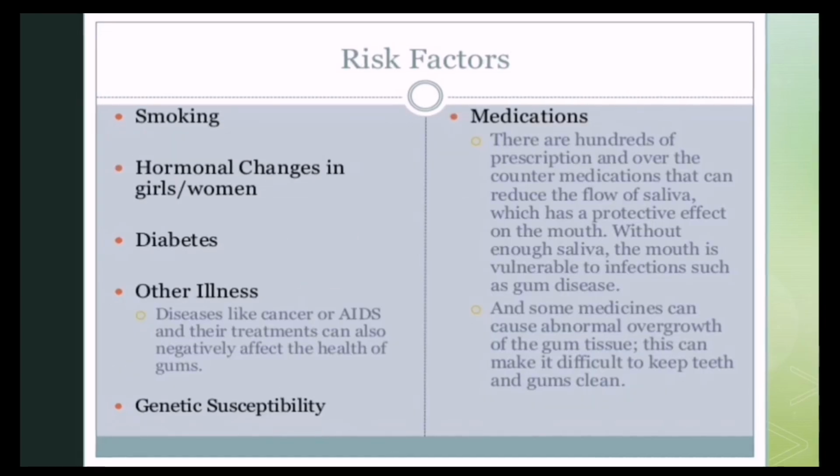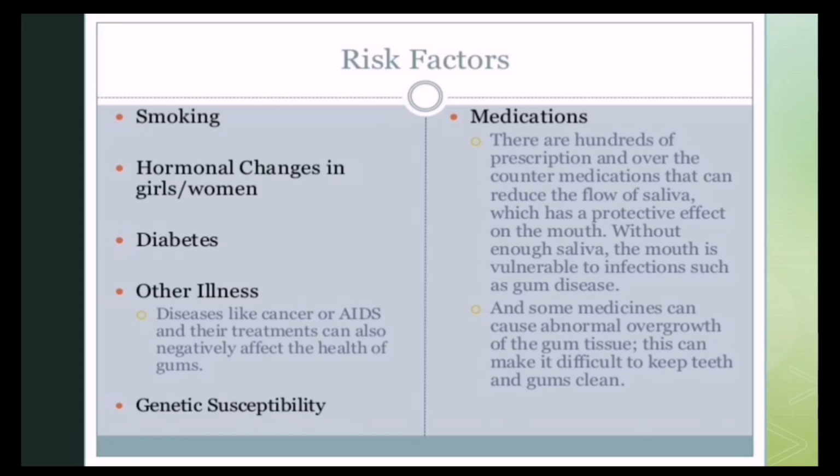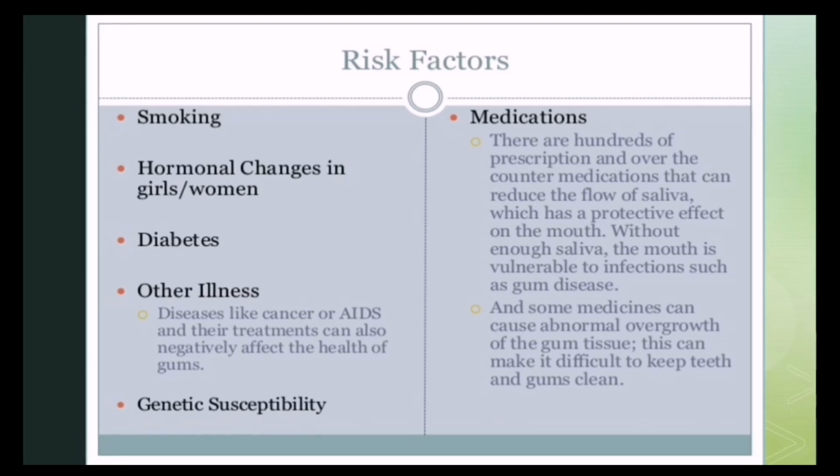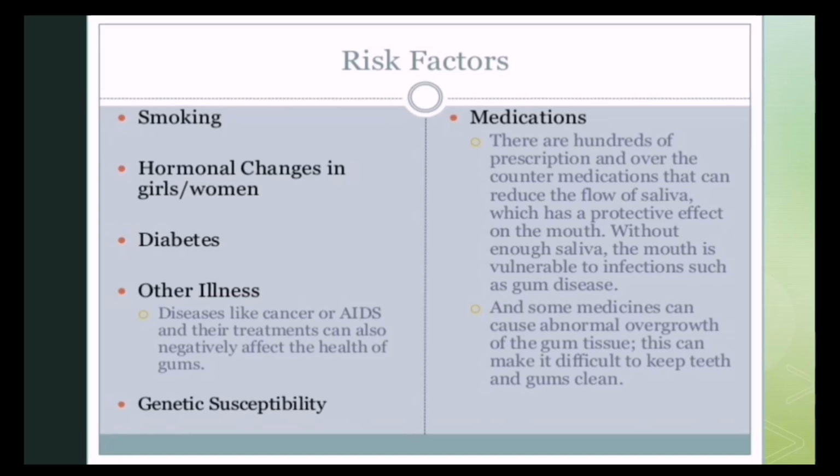Risk factors. The factors which cause periodontal disease are listed below. Smoking is a risk factor. Hormonal changes in girls and women, diabetes mellitus, and other illnesses like cancer and AIDS, and their treatment, can also negatively affect the health of the gums. Genetic susceptibility and medications also matter. There are hundreds of prescription and over-the-counter medications that can reduce the flow of saliva, which has a protective effect on the mouth.